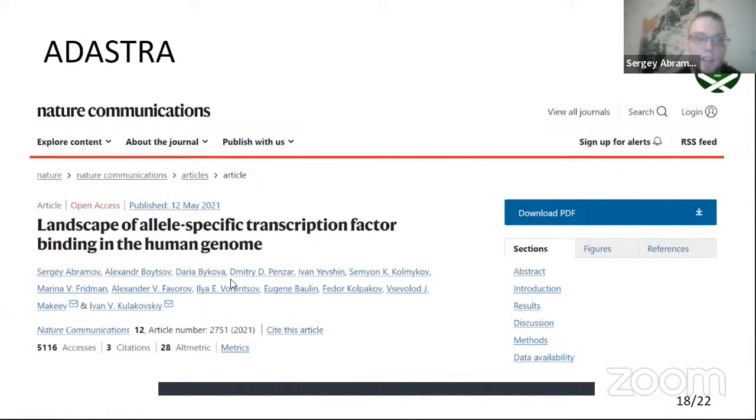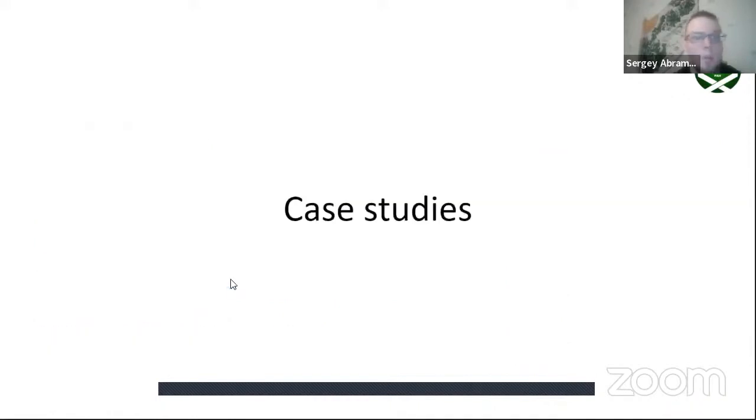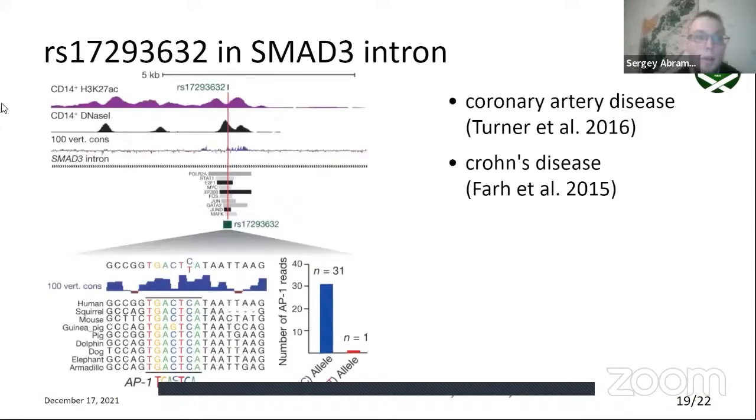Here it is. And now I want to talk a bit about how we can use this database, this data, in other studies. The first example is a variant located in a SMAD3 intron. According to the studies, it is a candidate causal variant for coronary artery disease and Crohn's disease. The suggested mechanism of action is that this variant disrupts binding of the AP1 transcription factor.